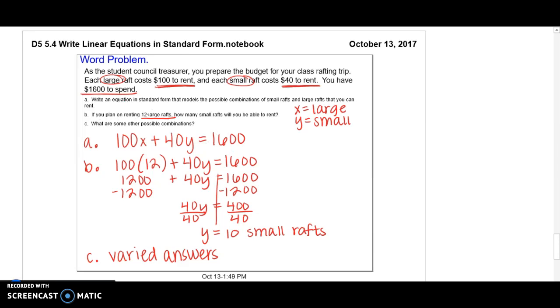Then B asks if we buy 12 rafts, how many small ones we'll be able to do. So I just put in 12 for x because it's 12 large, and I solved my equation here, and I got 10 small rafts. C, guys, is varied answers. You just pick something for x or y and solve for the other.